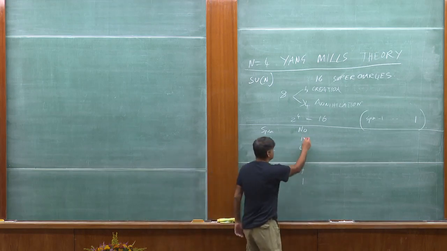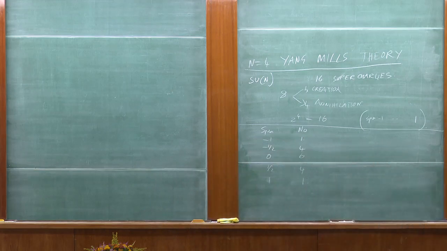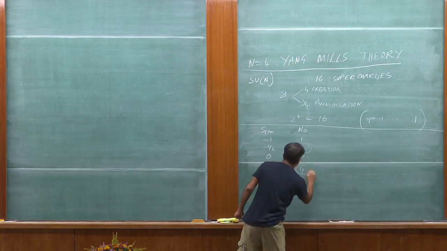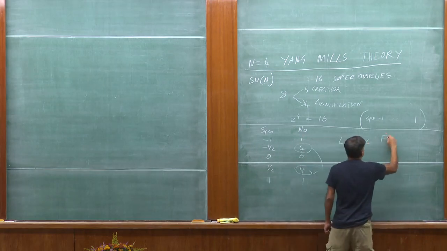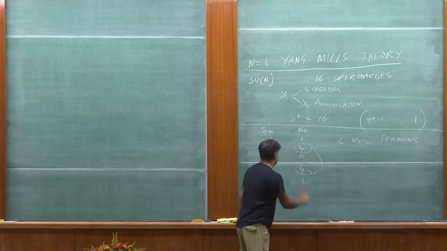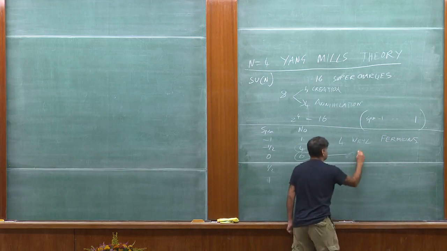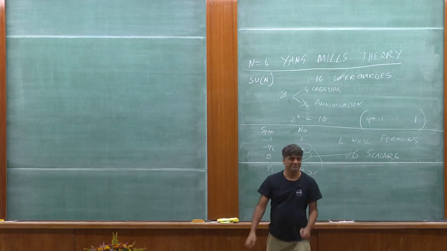Now we can look at the physics of this. This and this give you the two helicities of a massless gauge boson. Spin 1 or spin minus 1. That way or that way. These guys together give you 4 Weyl fermions. And these guys give you 6 scalars. Is this clear?